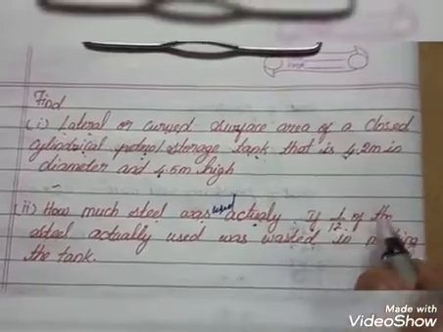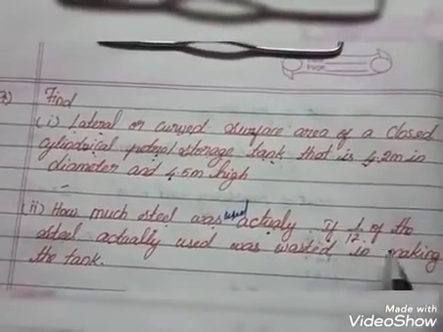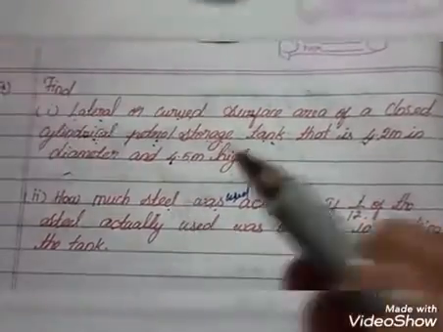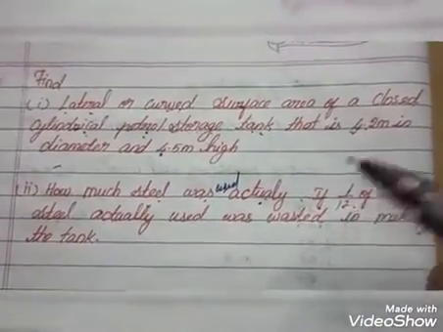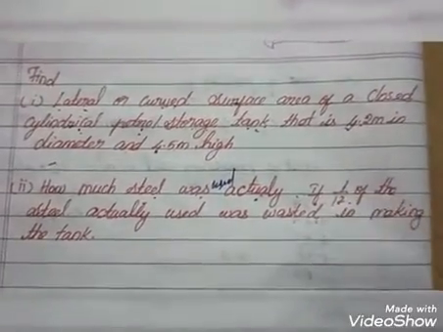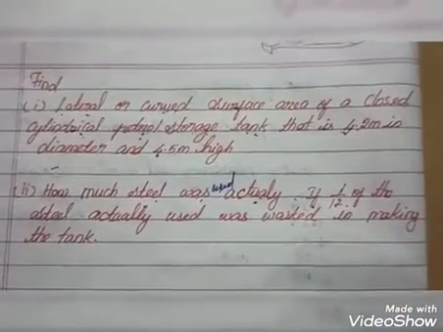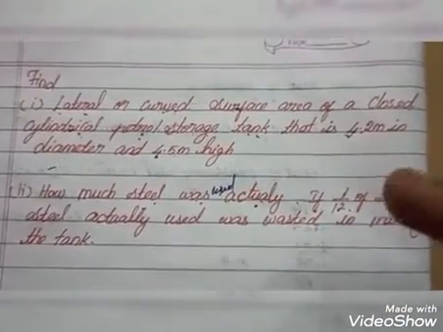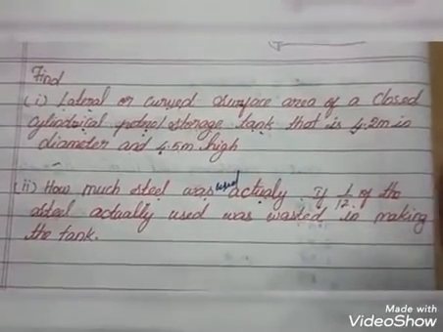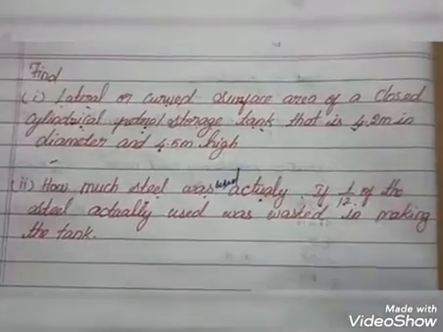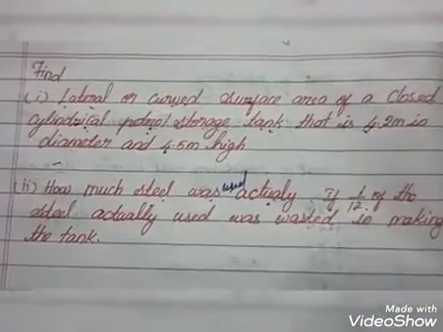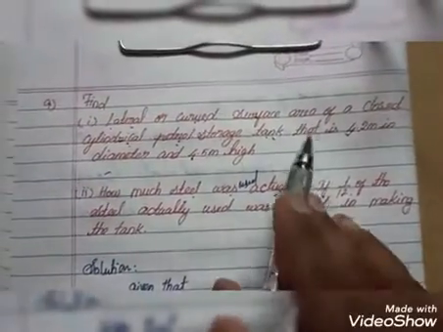If 1/12 of the steel actually used was wasted in making the tank. If you make the cylindrical tank using steel, 1/12 can be wasted while making it. So how much steel is actually used? First you need to find the total surface area of the cylindrical tank, that means totally how much steel can be used. You need to reduce 1/12 of it, and at that time you get the actual steel used.